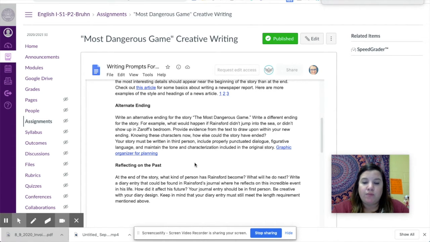So keep in mind that you want to make it plausible. Based on what's happened in the story so far, Rainsford and Zaroff are not just going to suddenly make up and be best friends.